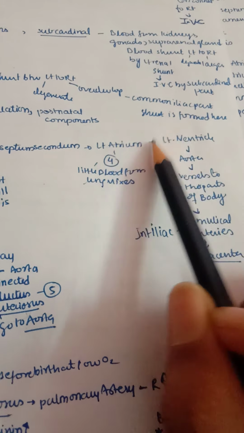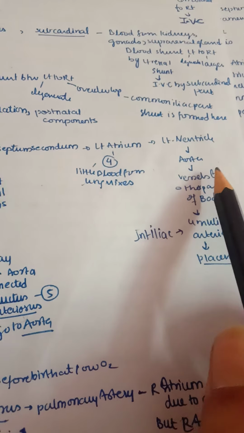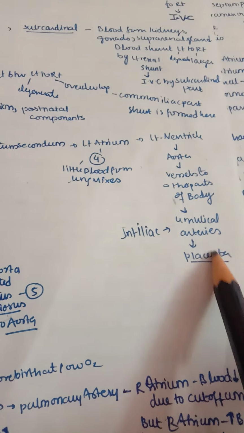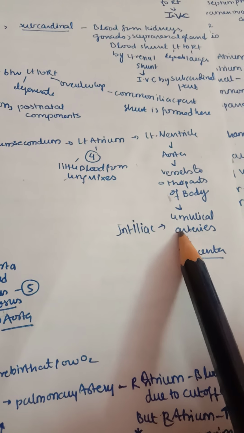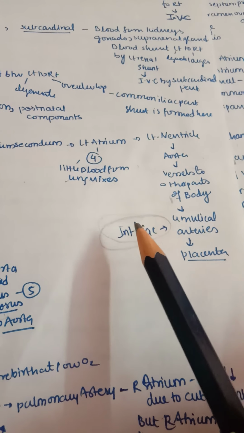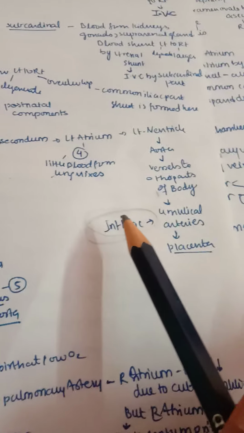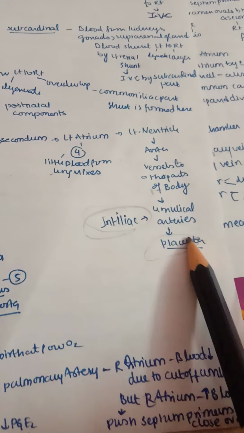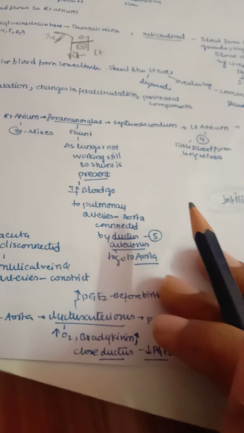So this is again common: left atrium into left ventricle, into aorta, aorta vessels to the parts of the body, again into the umbilical arteries, mainly the internal iliac. From the internal iliac, the internal iliac is also part of the umbilical arteries, and gets into the placenta. So this is how the fetal circulation takes place.